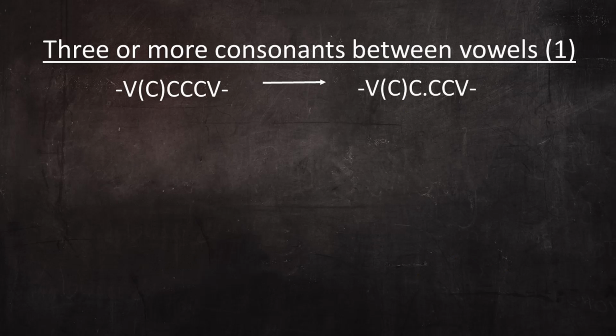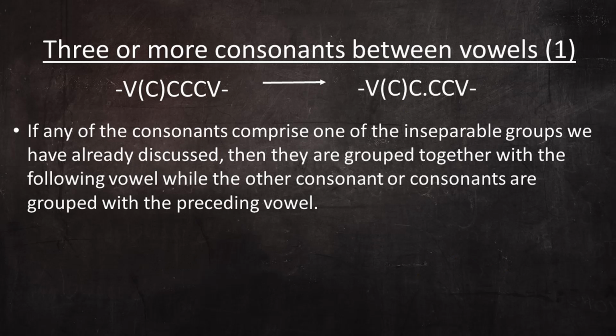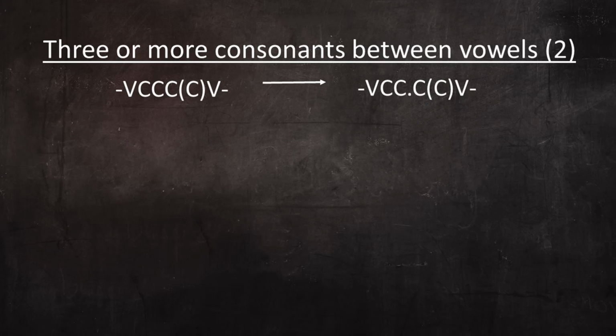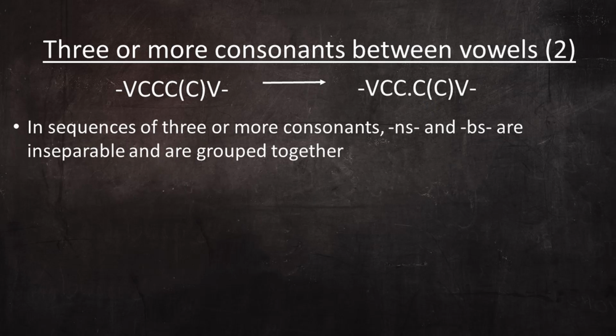In sequences of 3 or more consonants, if any of the consonants comprise one of the inseparable groups we've already discussed, then they're grouped together with the following vowel, while the other consonant or consonants are grouped with a preceding vowel. So the word intruso, which contains the inseparable pair tr, is divided into the syllables in-tru-so. Additionally, in sequences of 3 or more consonants, ns and bs are inseparable and are grouped together. So consta is divided into the syllables cons-ta, rather than con-sta.